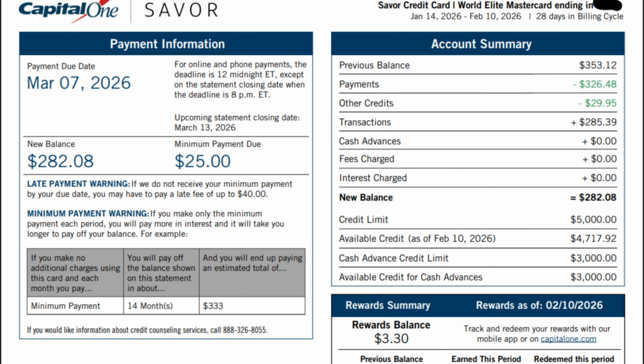In my example here, you see it is $3,000, which means my credit issuer lets me borrow up to $3,000 in cash from my credit card's credit line.